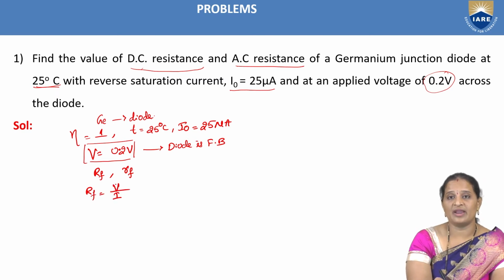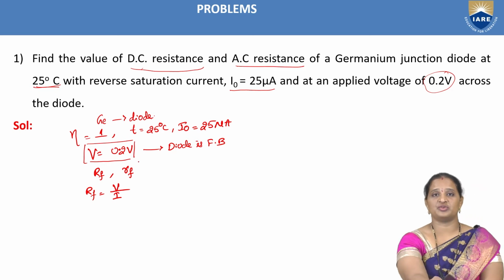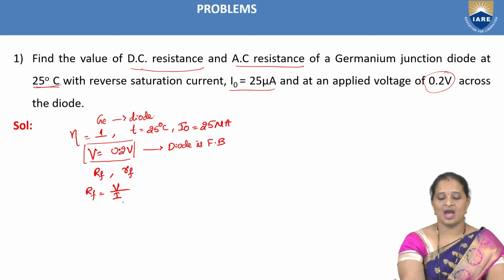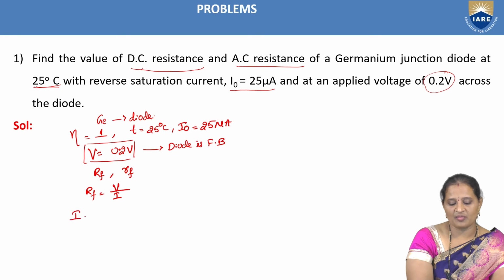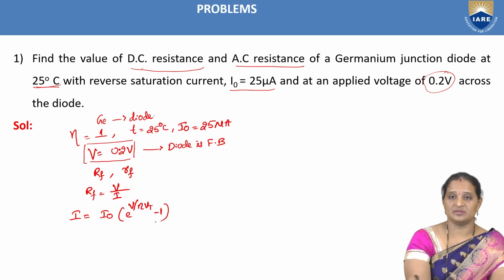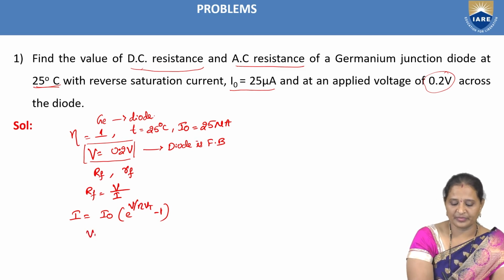Where V is the applied voltage, which is given as 0.2. Now we have to calculate I. The formula for I you know, that is I naught into e power V by eta Vt minus 1. So before substituting all the values here, we have to calculate Vt.